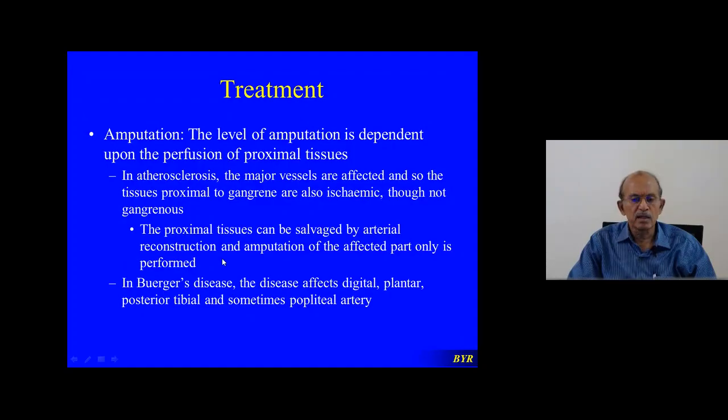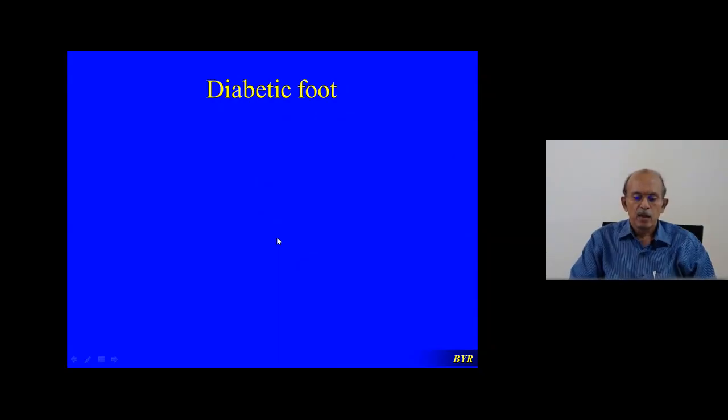Then there is salvage limb surgery. In Buerger's disease, the disease affects the distal plantar, posterior tibial, and sometimes popliteal artery. Hence, the patient usually requires a below-knee amputation. So those are the general features of gangrene. Now let us go to the specific diseases causing gangrene and study them.